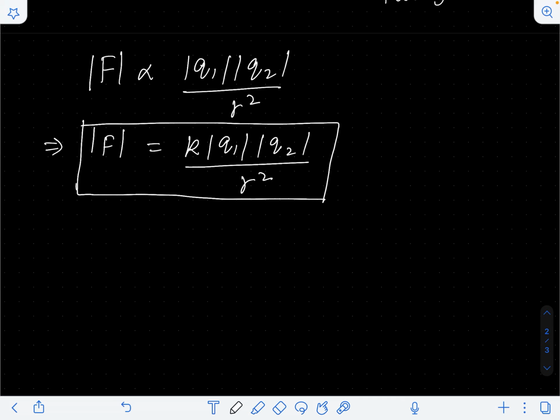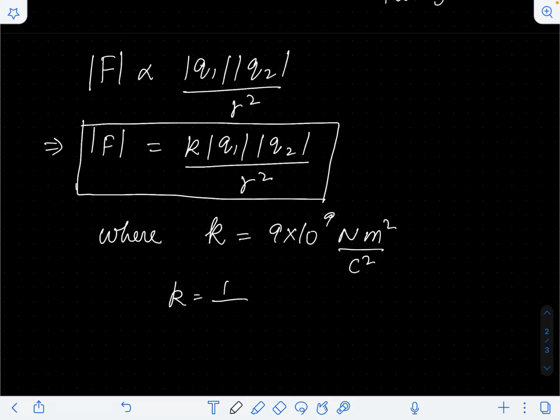Let's discuss K. K has a specific value, where K is nothing but 9 into 10 raised to power 9 Newton meter square upon Coulomb square. This is its value in terms of SI unit. We need to remember this value to solve the numericals. 9 into 10 raised to power 9, and K can also be equal to 1 upon 4 pi epsilon naught.